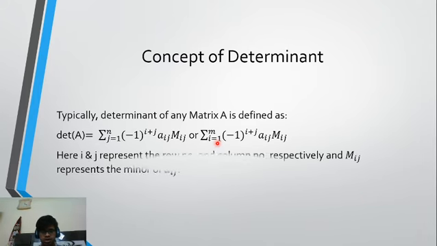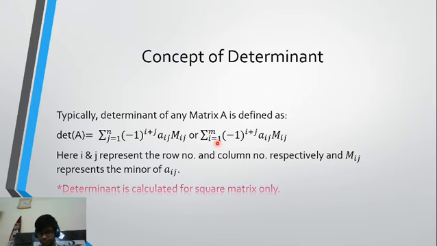Remember, here i and j represent the row number and column number respectively, and Mij represents the minor of Aij. What the minor is, we will talk about in the next slide. But remember that the determinant is calculated for square matrices only.